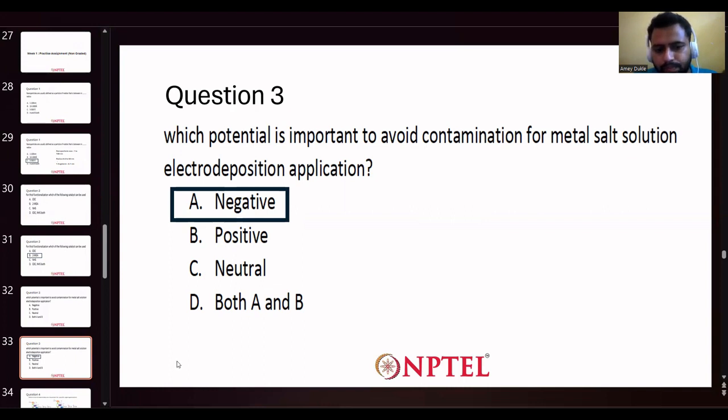In this, what we are doing is adding electrons. To add the electrons, we need negative potential. So that is why for electrodeposition applications we use negative potential.